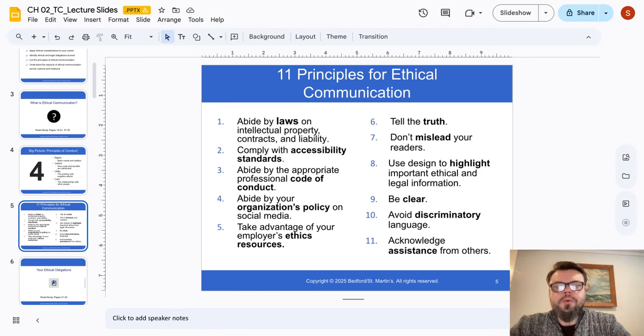Several of these principles highlight that clarity itself is an ethical responsibility. Being unclear, overly technical, or intentionally confusing can cause real harm. Others remind us to avoid discriminatory language and to acknowledge assistance from others honestly. These principles will come back throughout the course. They're not just theory, they're tools you'll use when making real writing decisions in real-world contexts.